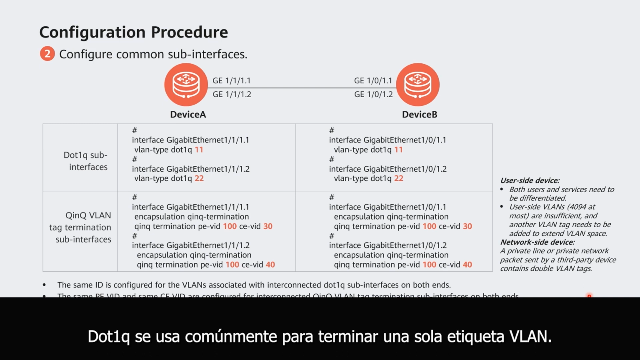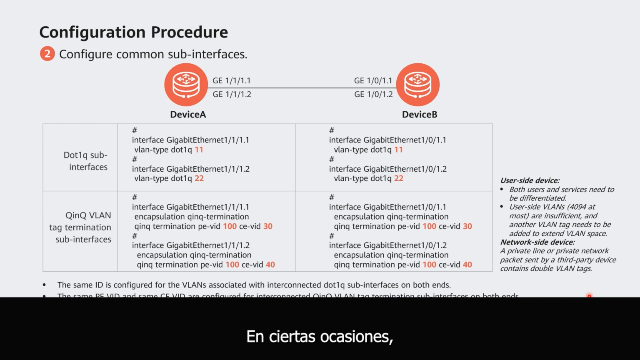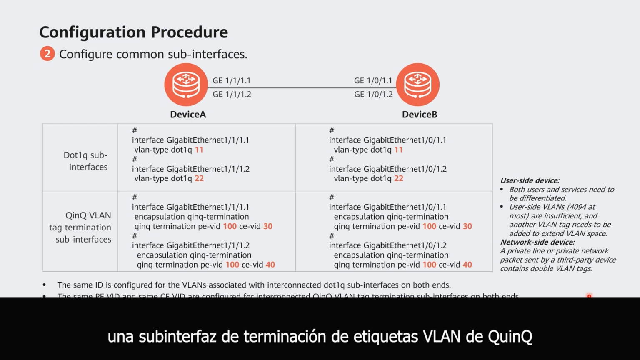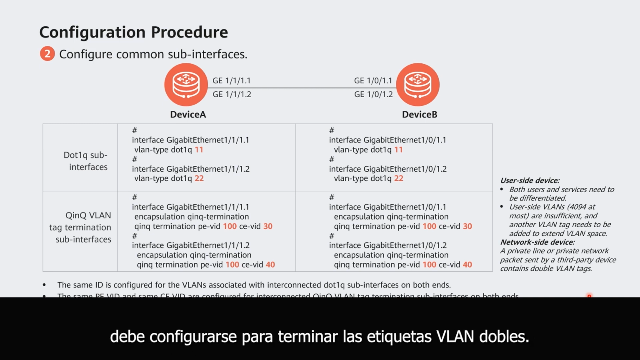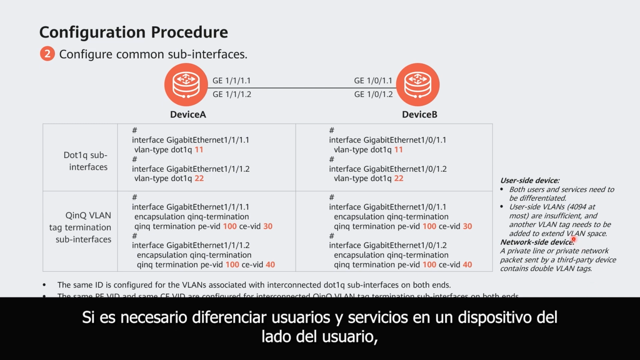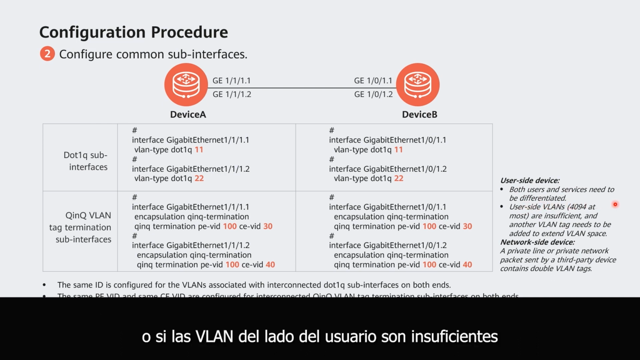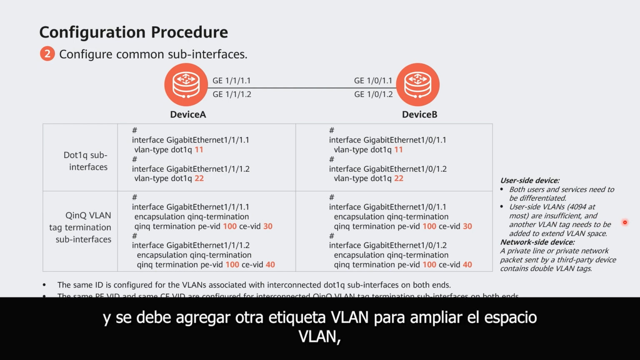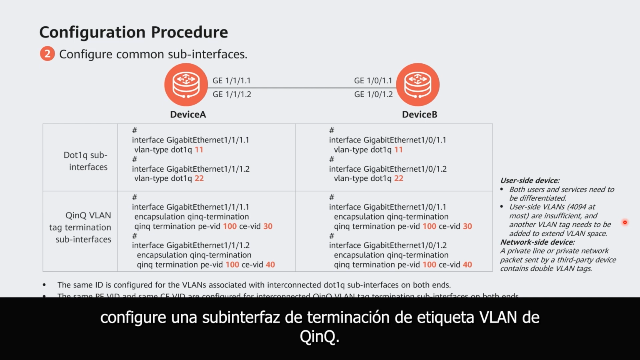.1Q is commonly used to terminate a single VLAN tag. In some instances, a Q-in-Q VLAN tag termination subinterface needs to be configured to terminate double VLAN tags. For example, if users and services need to be differentiated on a user-site device, or if user-side VLANs are insufficient and another VLAN tag needs to be added to extend VLAN space, configure a Q-in-Q VLAN tag termination subinterface.